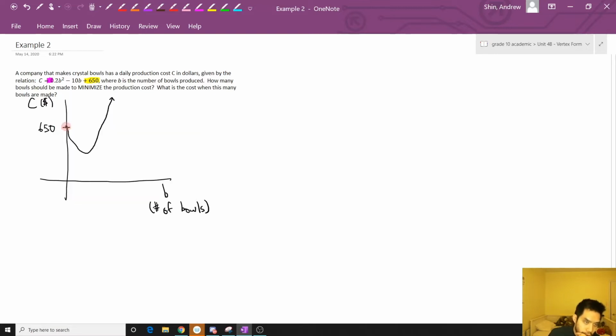Okay, so we need to actually make sense of this situation. This is a company that creates crystal bowls. The cost to create those bowls is actually getting cheaper, so there's a happy middle part where the cost is minimized for a certain number of bowls. We know mathematically this is the vertex, so we have to find the vertex of this parabola. So I'm going to write this parabola here, 0.2b squared minus 10b plus 650.